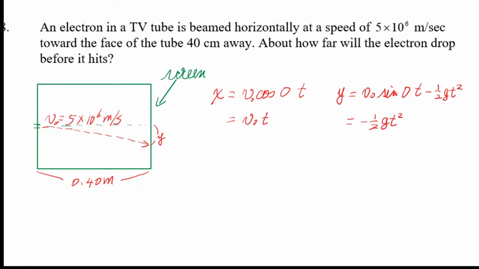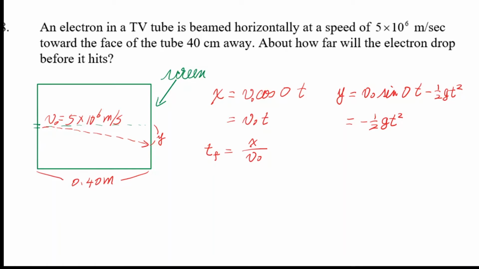Okay, so we have to calculate the T here, right? We'll call it T final. And substituting back, solving for T, we have X over V naught, correct?